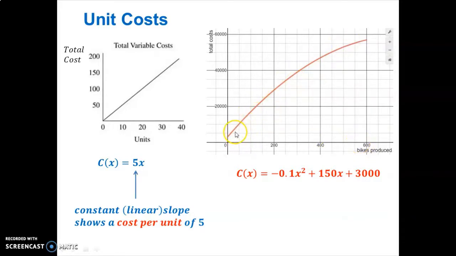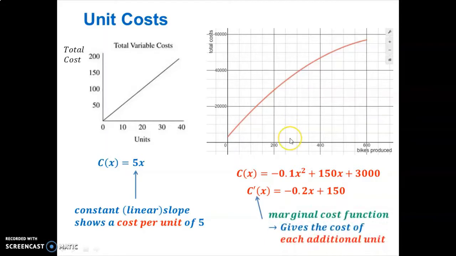However, here we're talking about the slope. When we talk about the slope of curves, we're talking about the slopes of tangents. So we take the derivative and we can get the slopes of the tangents. You can see here the costs are first steeper, a steeper slope and then less slope and then even less slope. So the costs are decreasing as you're producing more bikes.